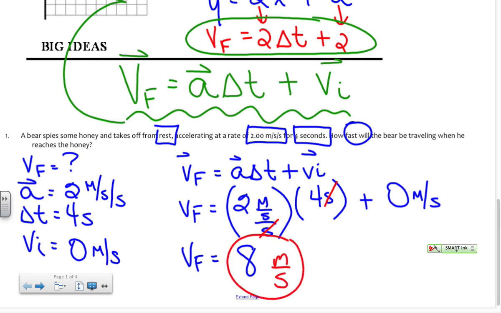You have some example problems in front of you. Go ahead and start working on those now. Please show your work, show your units, just like I've modeled.